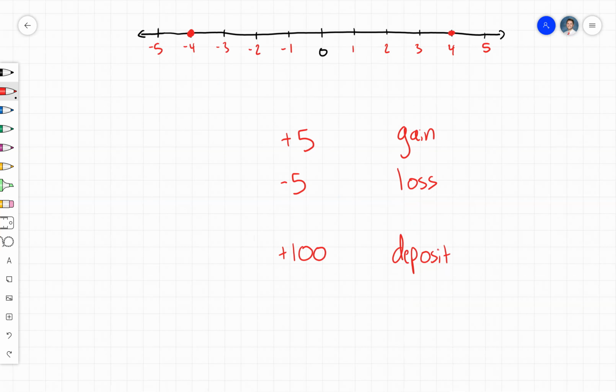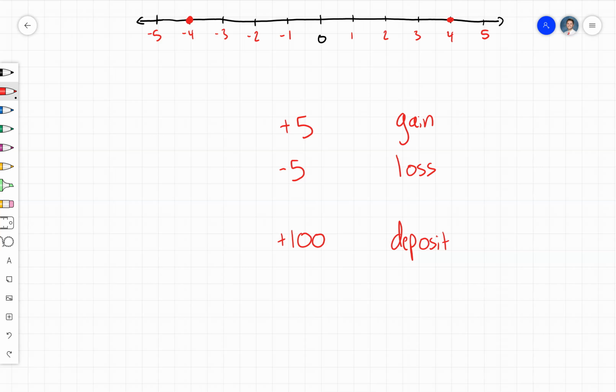Whereas if you withdrew or you withdraw money, or the noun that we use, a withdrawal, funny word to say, would be a negative $100. You're taking that out of the bank.